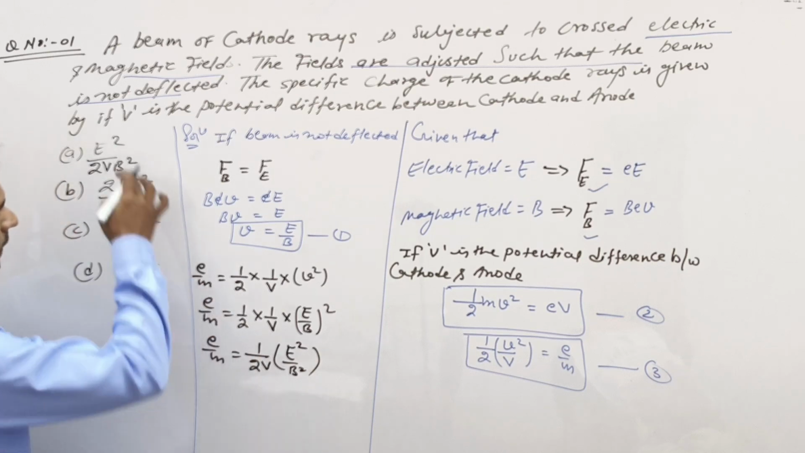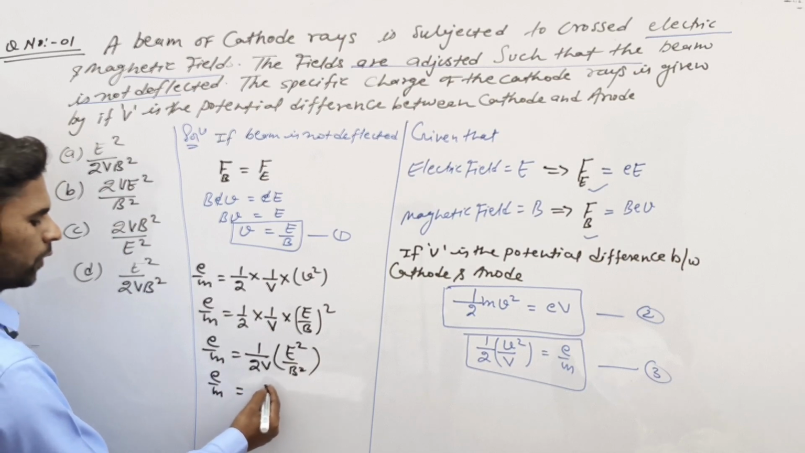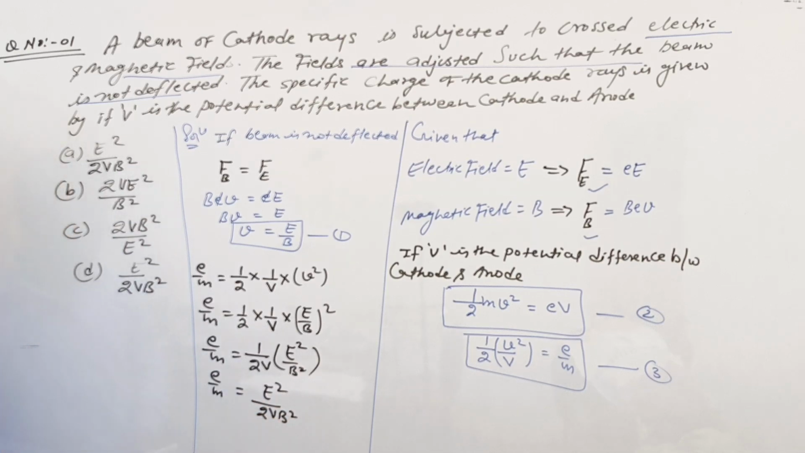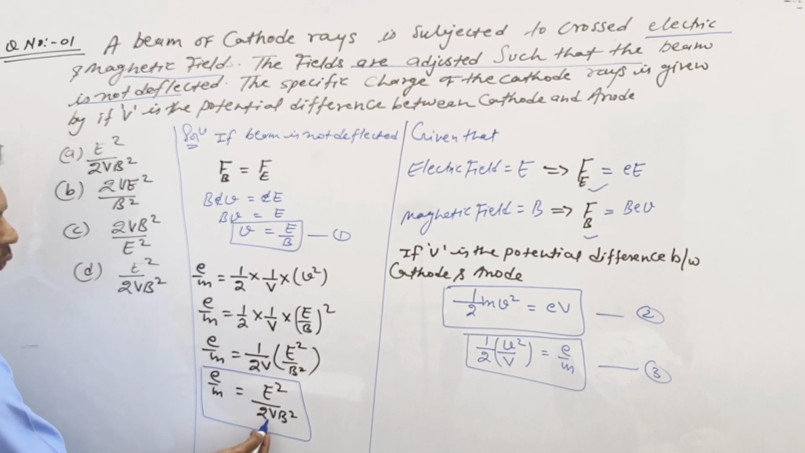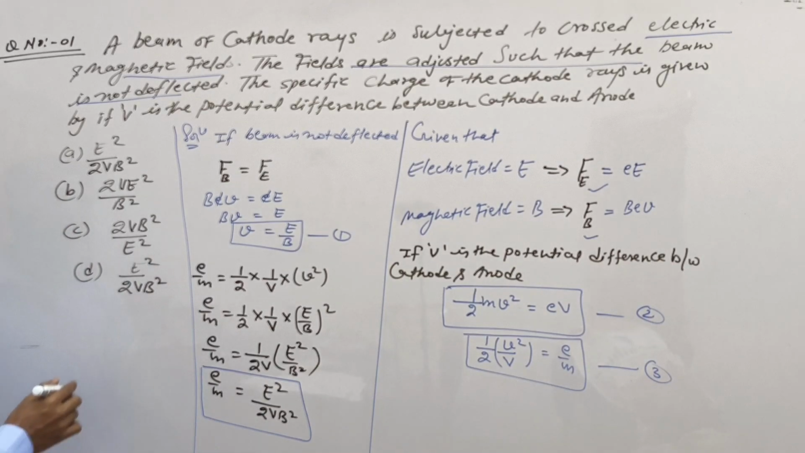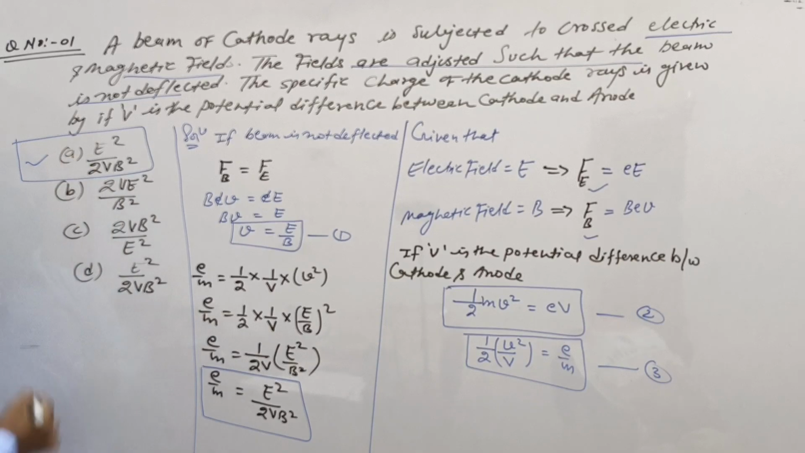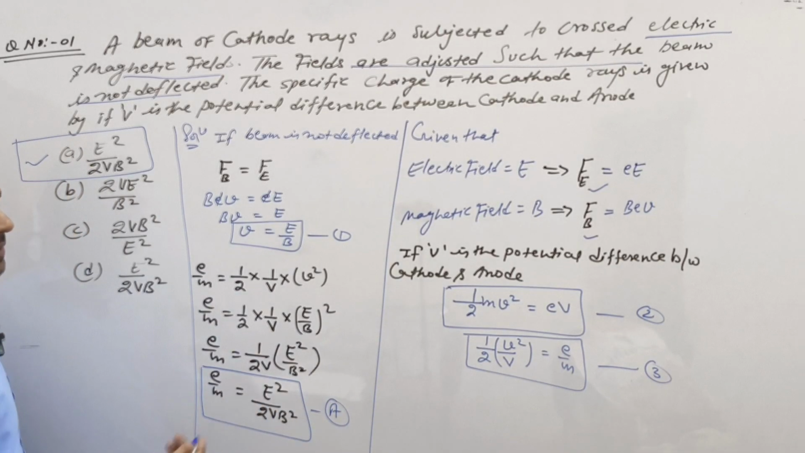Okay, for this situation you can write e upon m is equal to e square upon 2 V B square. e upon m is equal to capital E square upon 2 capital V B square. Which option is correct, you can see in the given options. So you will see option A is the right answer of this problem. You can denote it by capital A also.